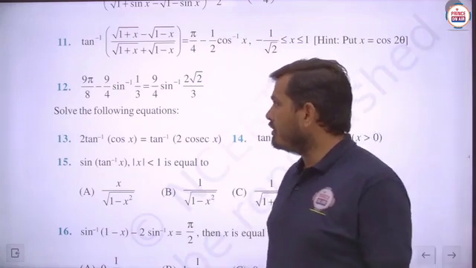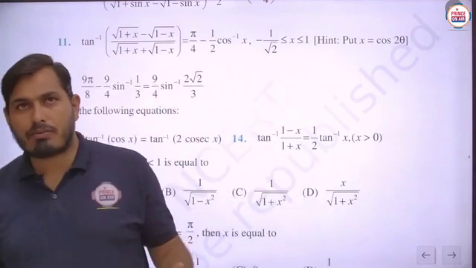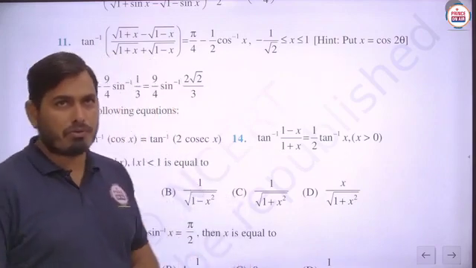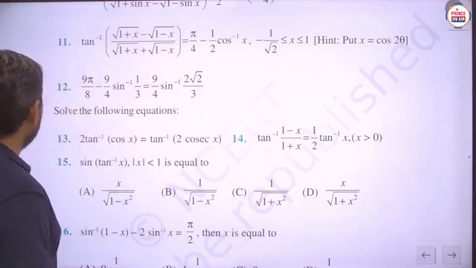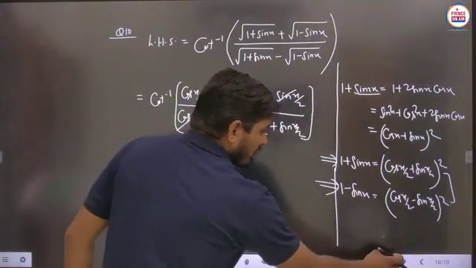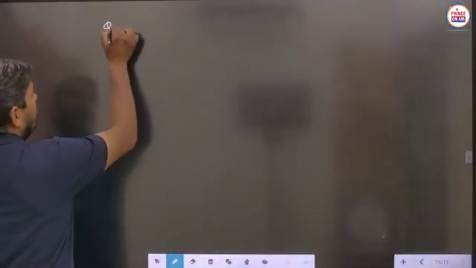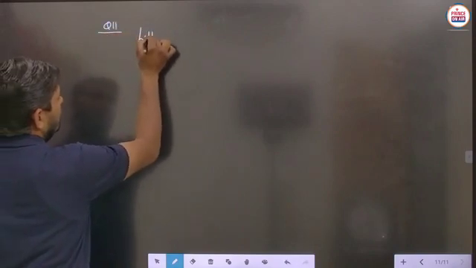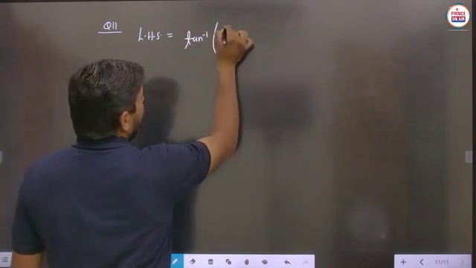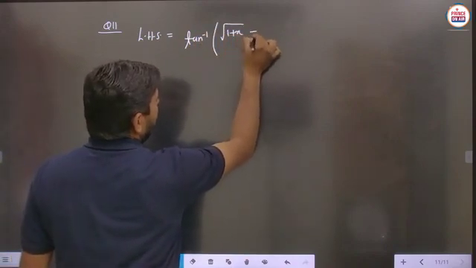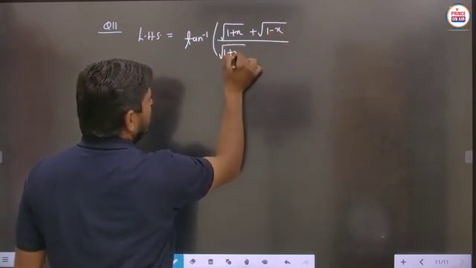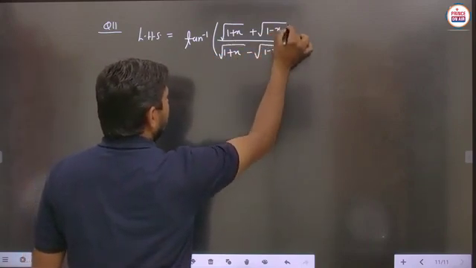Now in this question again some trigonometric substitution is required. Then after that we can easily solve the given question. So we will take this question, question number 11. In this question number 11, the left hand side is given as tan inverse of root 1 plus x plus root 1 minus x upon root 1 plus x minus root 1 minus x. This is given.